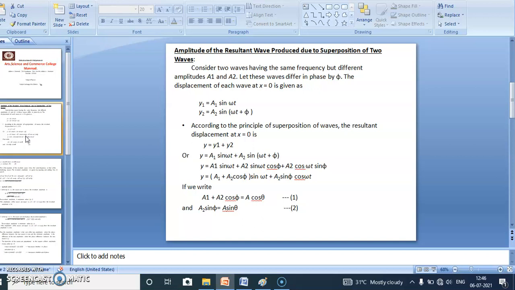The displacement of each wave at x equal to 0 is given as y1 = a1 sin omega t and y2 = a2 sin(omega t + phi). According to the principle of superposition of waves, the resultant displacement at x equal to 0 is y = y1 + y2.